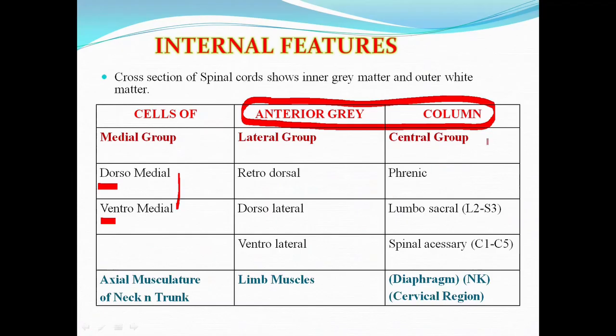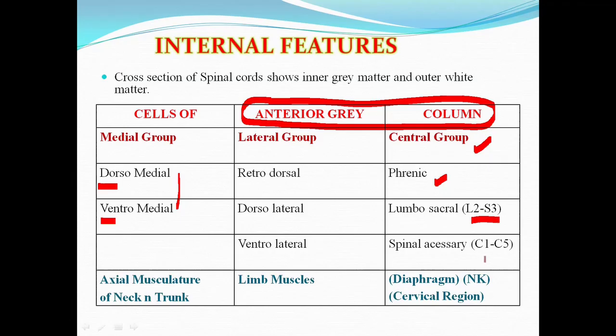And in the central group, I have the phrenic nerve nucleus. So now we have the diaphragm. When you studied the brachial plexus, we said the root value is C3, C4, C5. So now the diaphragm will be supplied by this phrenic group of nucleus. And also, especially in the lumbosacral region, only at the level of L2 to S3, in the central group, I have the lumbosacral nucleus.